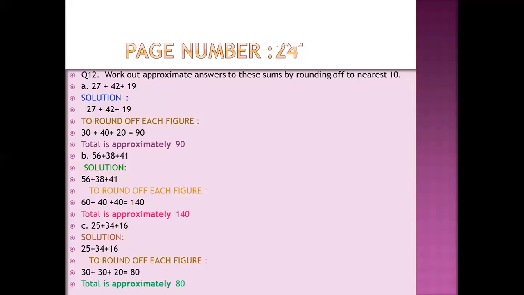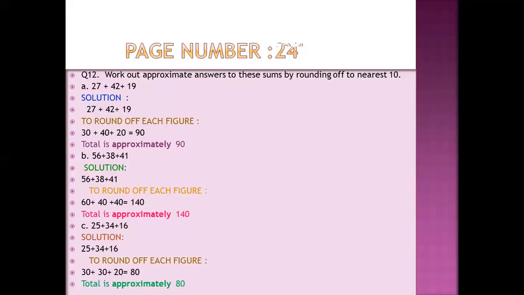When you add them, our answer will become 140. Same with part C: 25, 34, and 16. The first number is 25, and 5 is greater than or equal to 5. It means that we round up the number, so our answer will become 30.